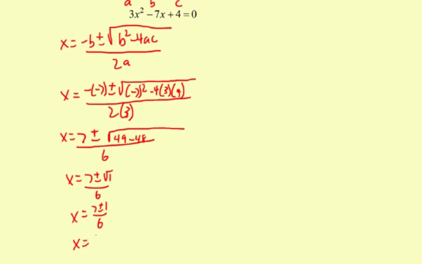X equals, now we're going to split it up into two situations. 7 plus 1 is 8, so you have 8 divided by 6. And then that equals 4 thirds when you reduce by 2. And then you also have, let's do the other one over here, x equals 7 minus 1 over 6, which is 6 over 6, which is 1. So the answers are x equals 1 and 4 thirds is the other answer.